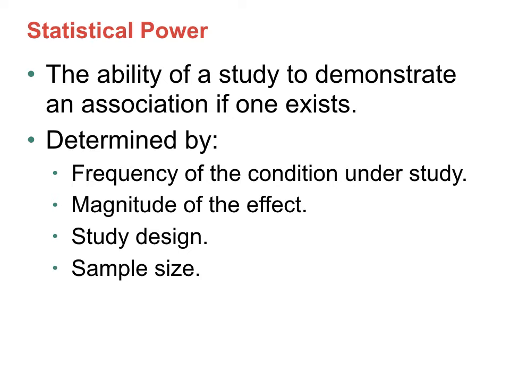So statistical power allows us to demonstrate whether or not an association exists. This is determined by the frequency of the condition under study. This will also help us determine what type of study design we'll use, the magnitude of the effect, and then the sample size as well.